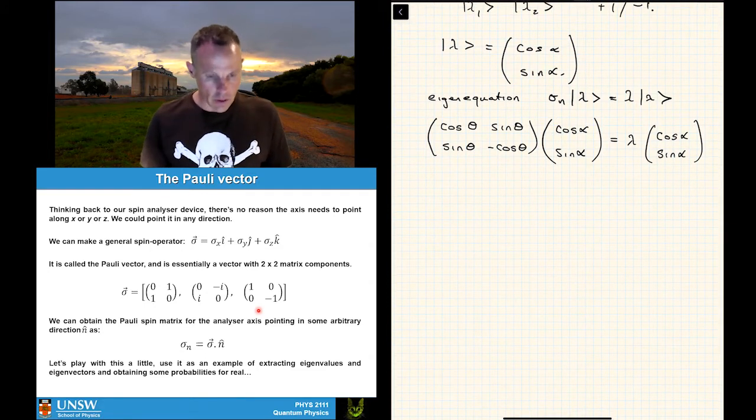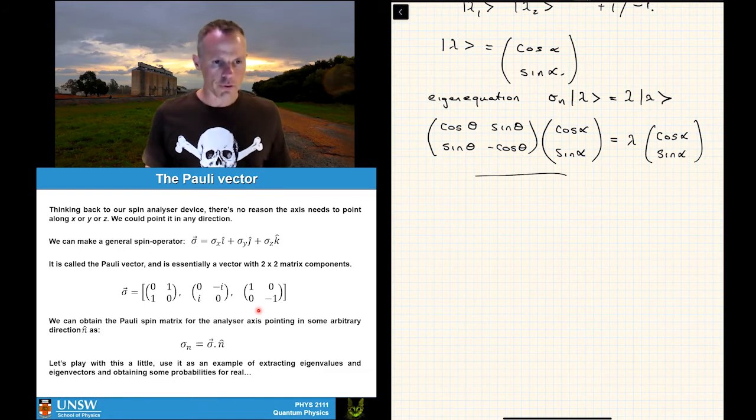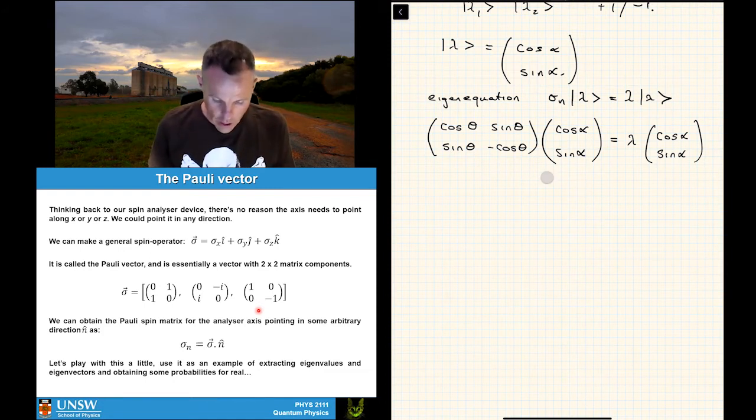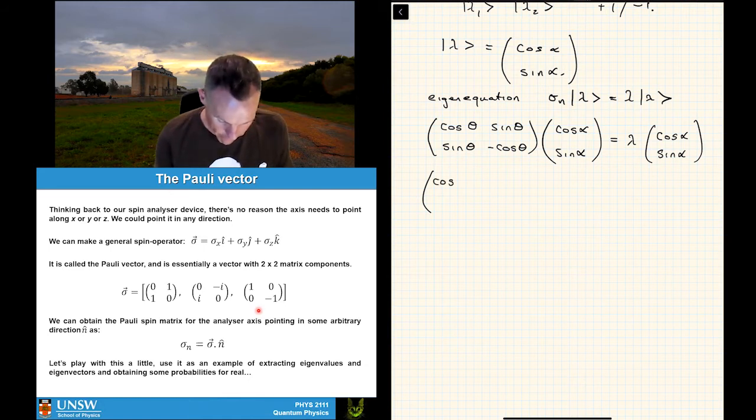And up the top on the left-hand side here, what we've got is a matrix times a vector, and we can do that product. Okay, so let's work through and do that real quick. What we're going to get is a much bigger matrix that looks like cos theta cos alpha plus sine theta sine alpha.